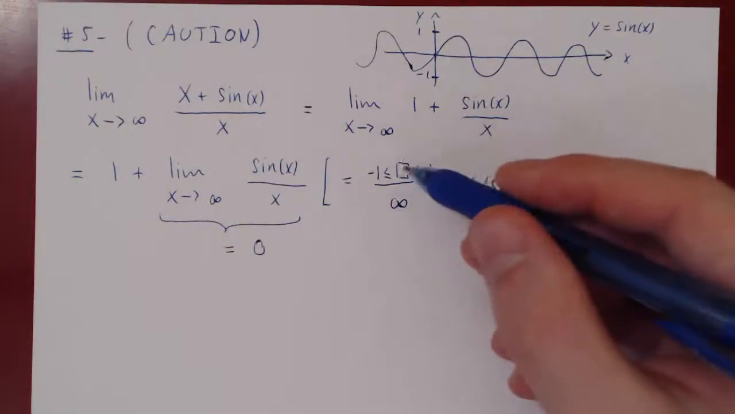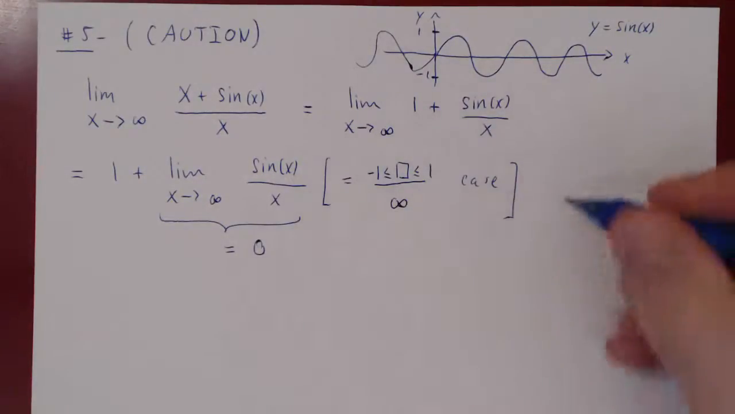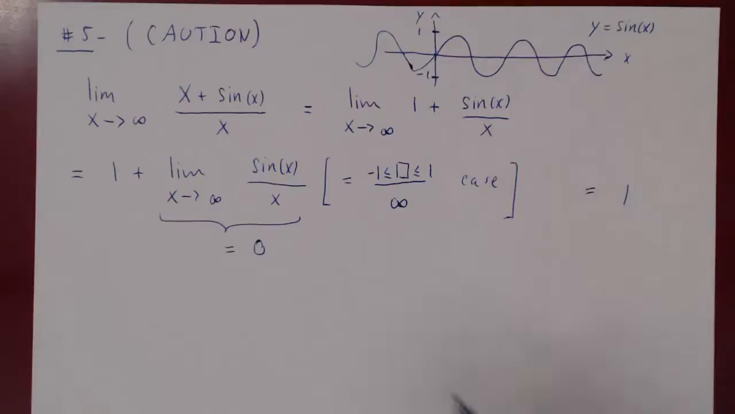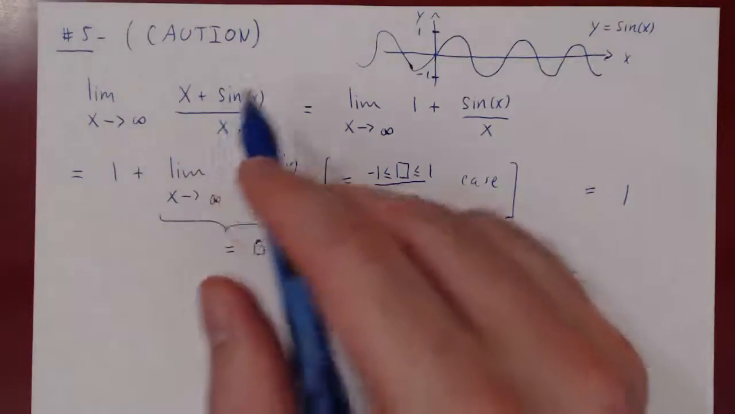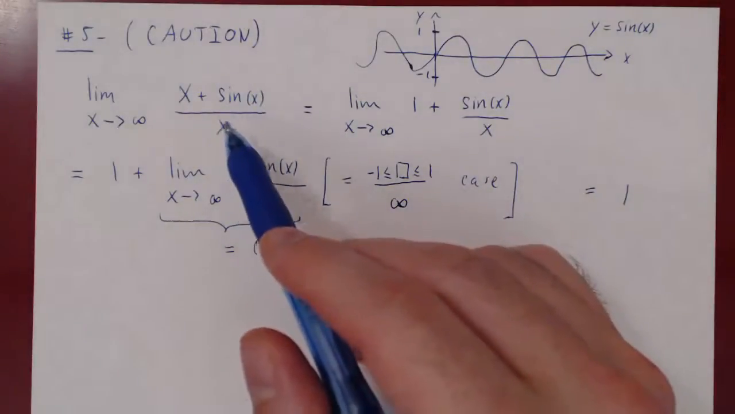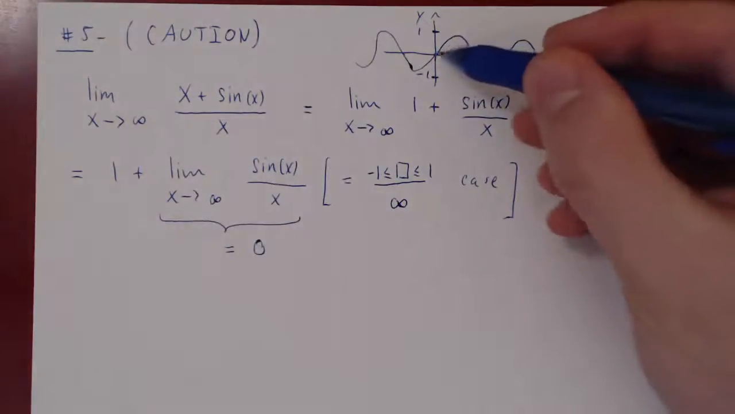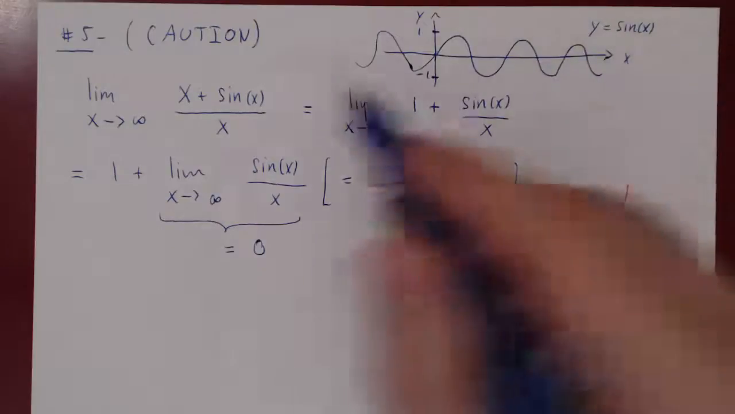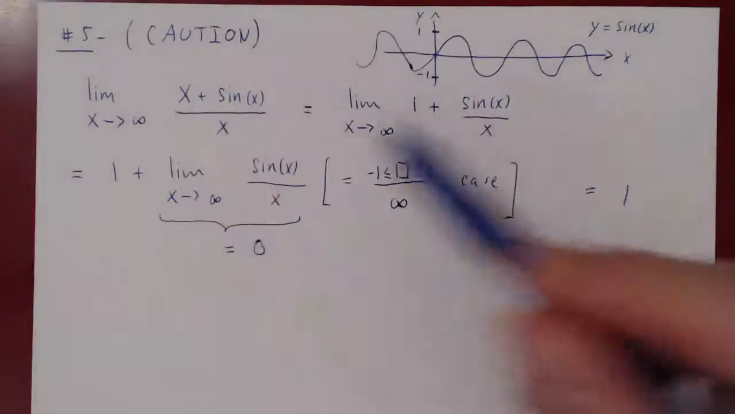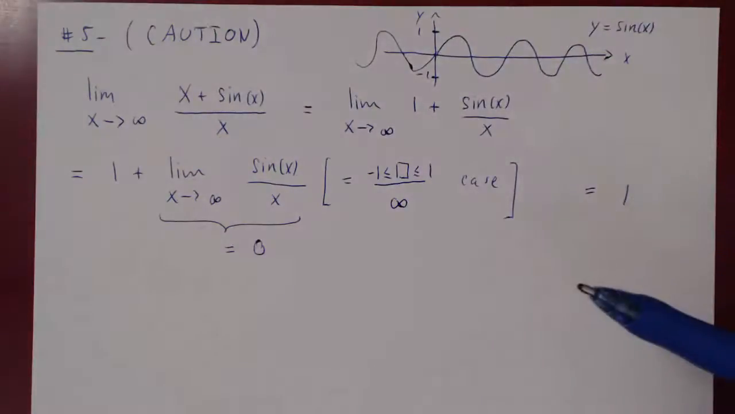You have a constant, or something which never exceeds 1 in absolute value, over infinity. This does shrink to 0. So in the end, we're left with 1 plus 0, and so the answer is just 1. As x goes to infinity, x plus sine of x over x approaches 1. And if you think of it, the intuition is the following. As x goes to infinity, sine just oscillates forever between -1 and 1, but x does blow up to infinity. So sine of x is insignificant compared to x, so you can ignore it, and really what you have is x over x, which is 1, and that's the intuition.